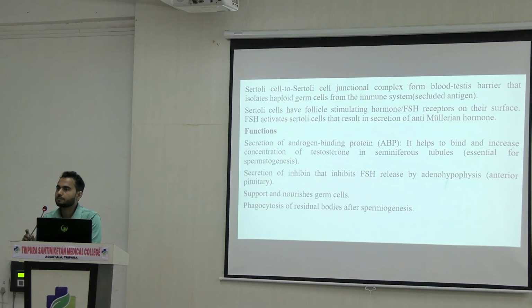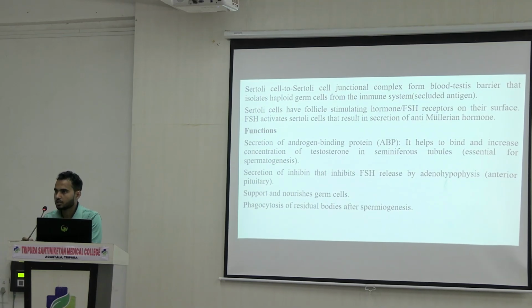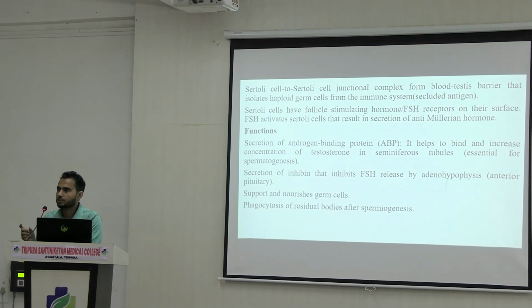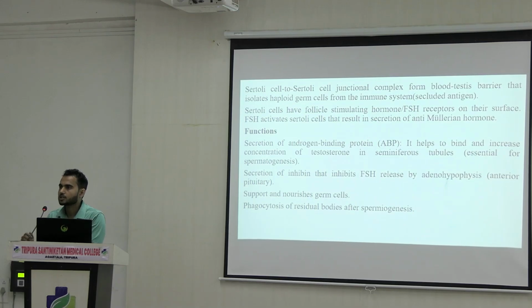So what will happen if it goes into the bloodstream? It will be treated as antigen and antibody will be produced against it. Okay, so those kind of antigens which are present in the body but hidden from the bloodstream are called secluded antigens. So the spermatogonia or the stages of spermatocytes are not exposed to the bloodstream, or else what will happen? Antibodies will be produced against it.